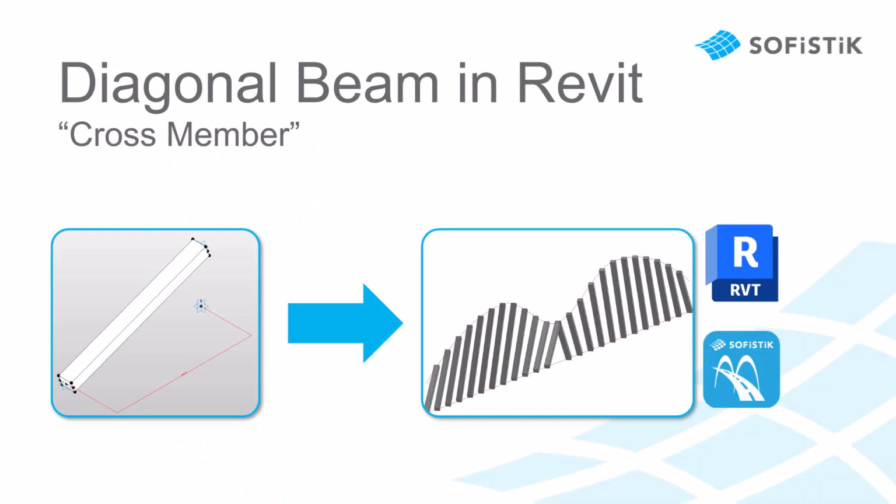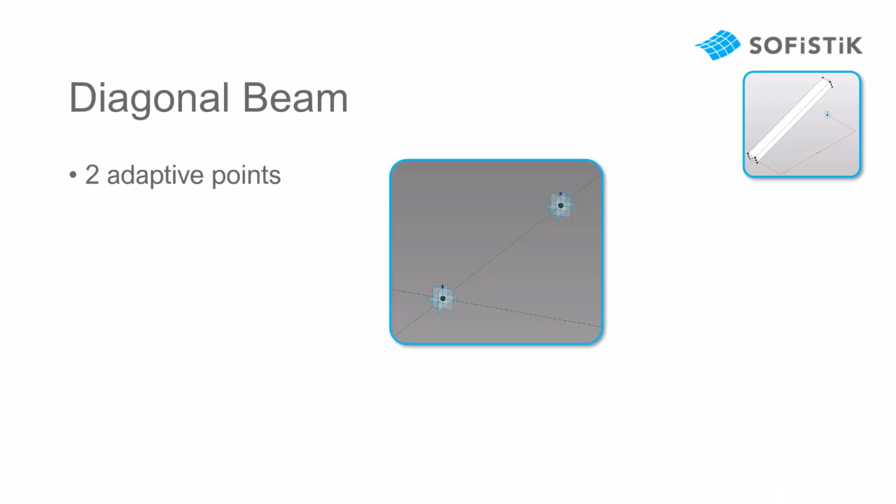Hello and welcome to this SOFiSTiK tutorial about the cross-member command in the SOFiSTiK Bridge and Infrastructure Modeler. In this tutorial, I want to show you how to create a diagonal beam in Revit. The basis for the diagonal beam are two adaptive points, a start and an end point for the created family.